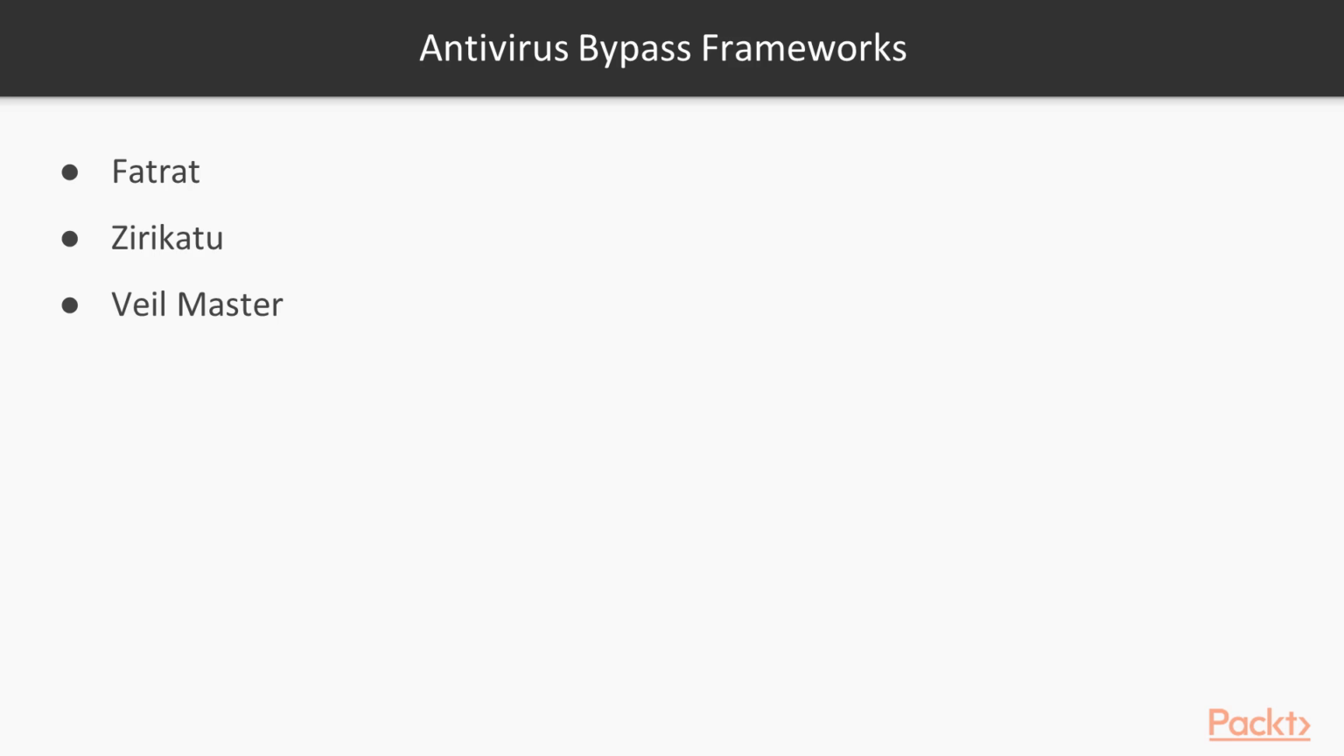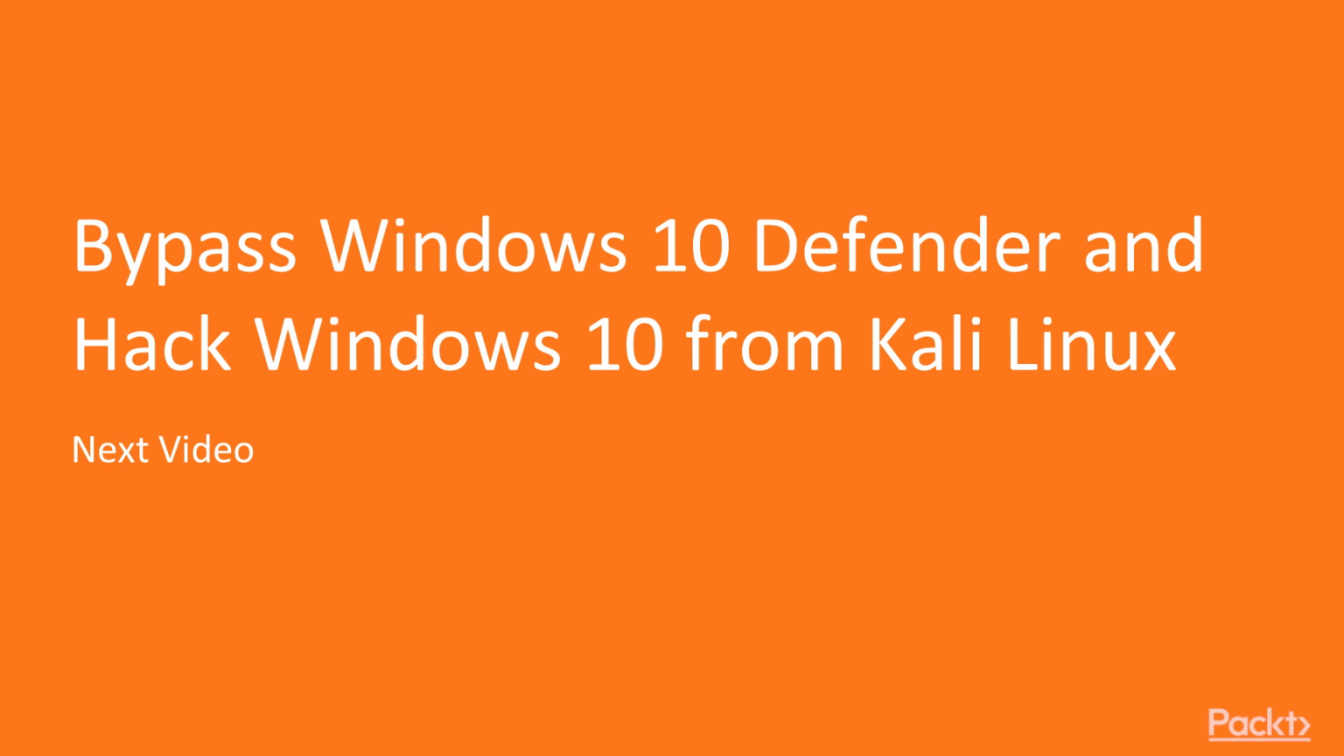So guys, we have seen how you can download and install Zerica 2, FatRat and Whalemaster, right? We are going to use these two inside our section. So this is all about this video, and in the next video we are going to bypass Windows 10 Defender and hack Windows 10 from Kali Linux using Zerica 2. Thank you.